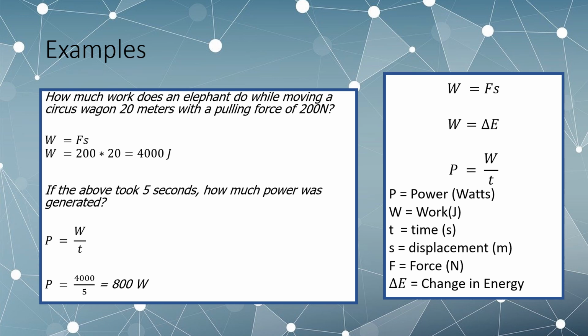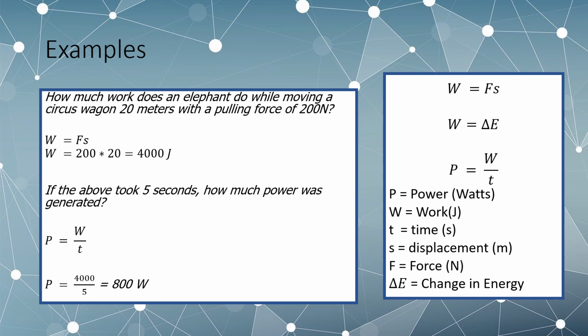We're asked how much work does an elephant do while moving a circus wagon 20 meters with a pulling force of 200 newtons. So we know that work is equal to force multiplied by displacement, which means it's 200 multiplied by 20, which gives us 4,000 joules. Remembering it's important to include the units. We're then asked if the above took 5 seconds, how much power was generated. We know that power is equal to work over time, which means our power is equal to 4,000 divided by 5. So in this case, 800 watts were generated. Being careful again to include our units.